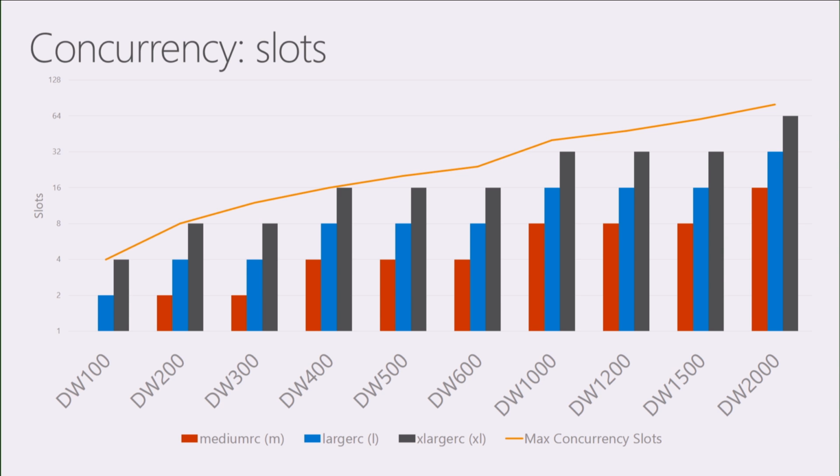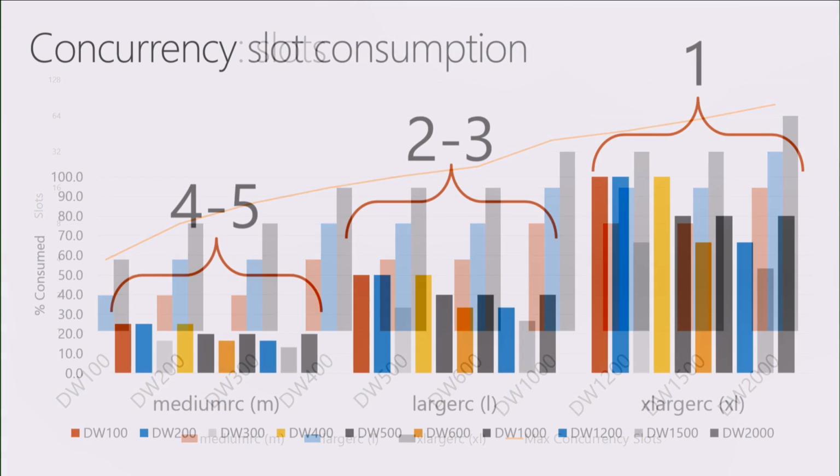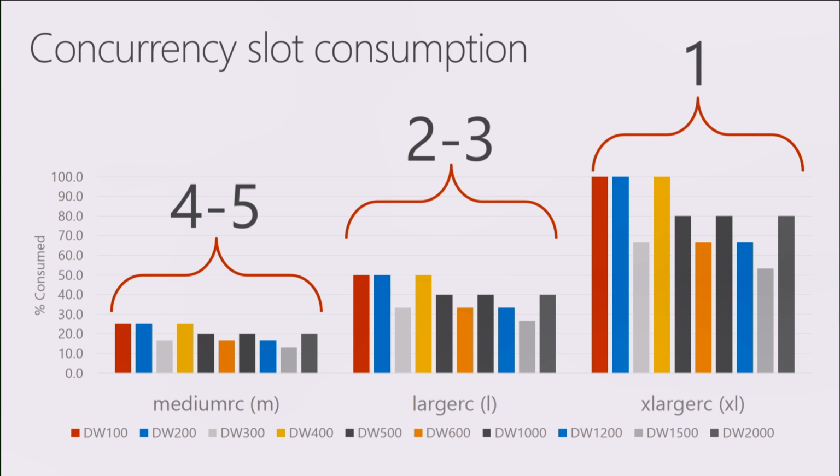So in DW100, if I want to run a query with a higher amount of resource, it consumes more slots, right? So my concurrency is impacted. Roughly, you start with the small. The small is always one concurrency slot. But as you go up the resource class, you start increasing the number of slots that you consume, and that impacts the number of queries that you can have.